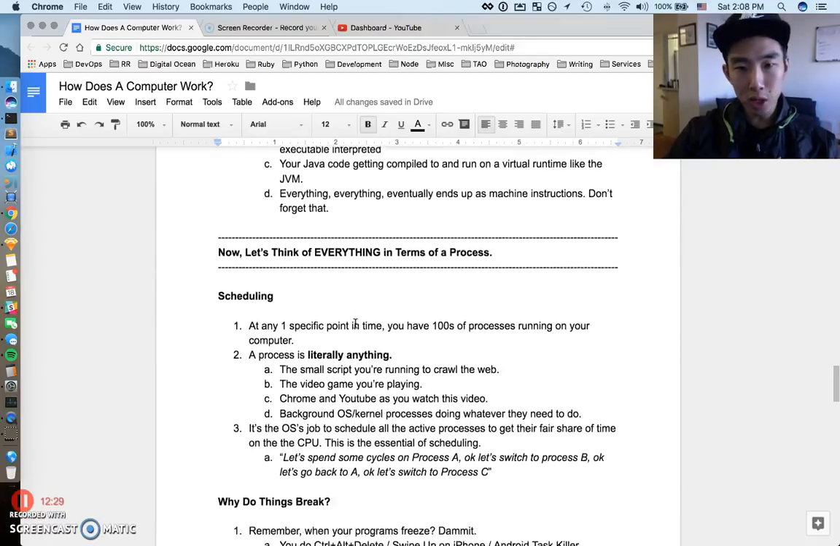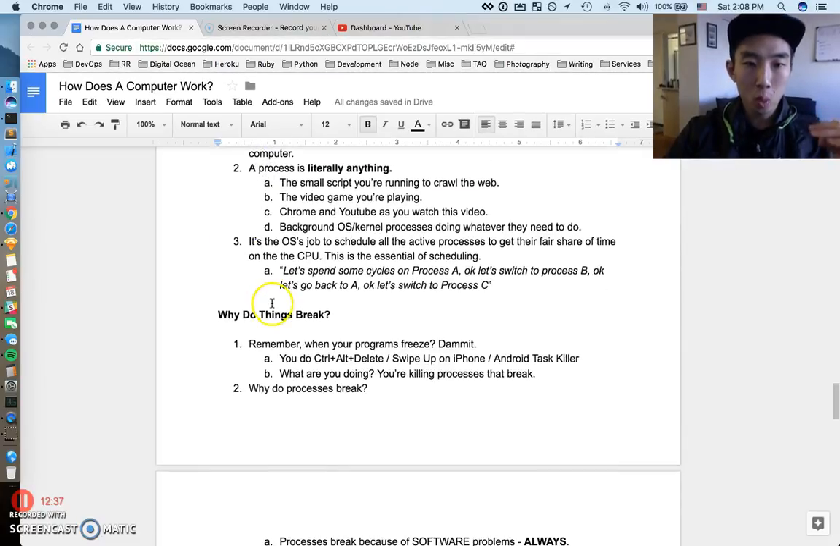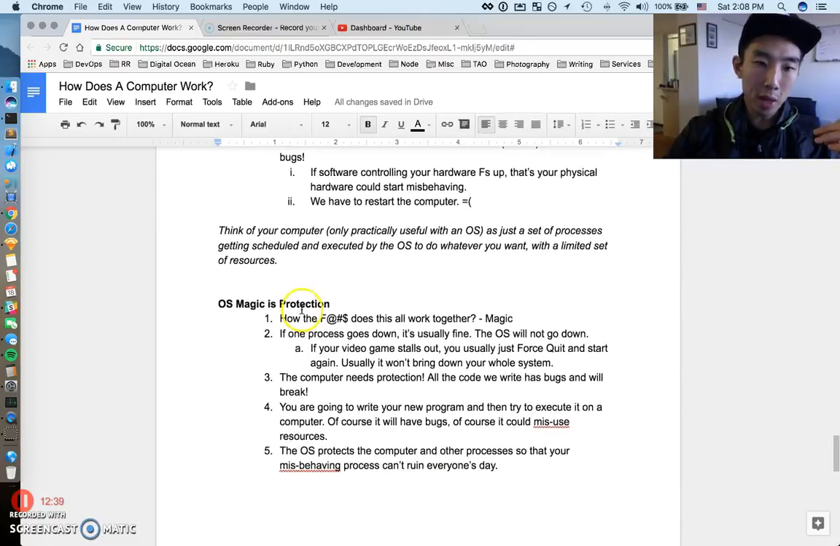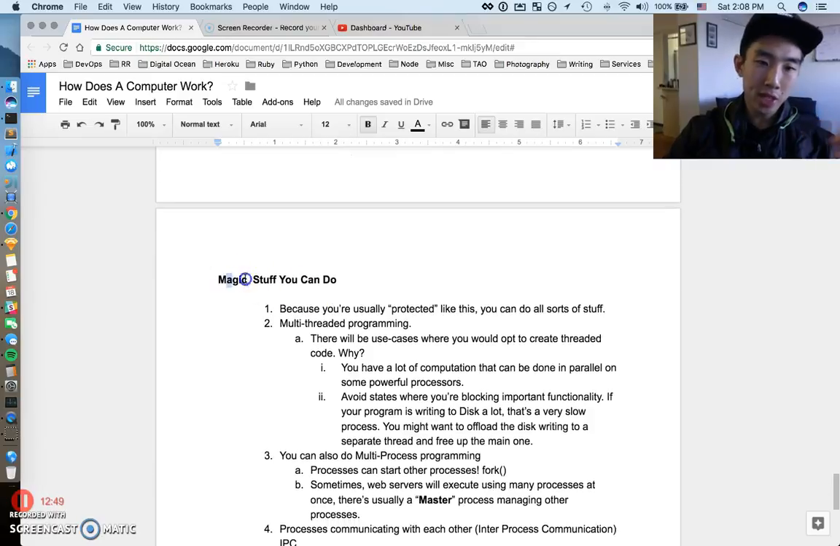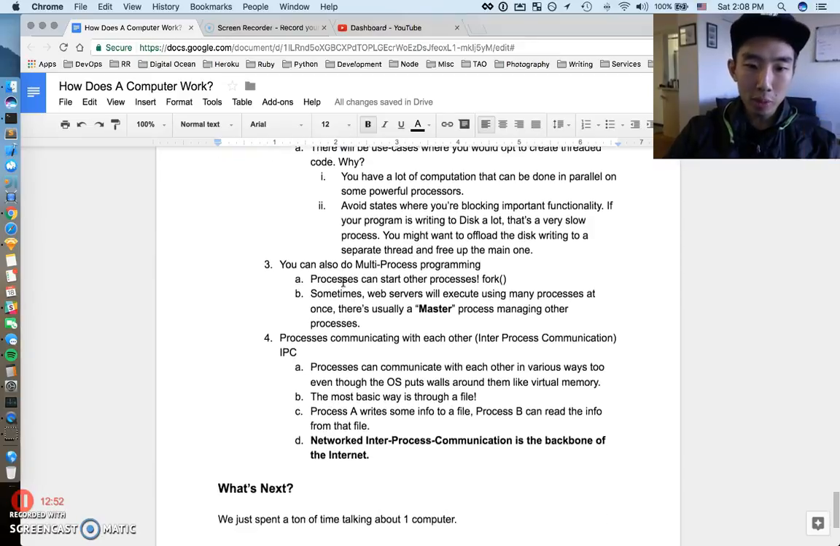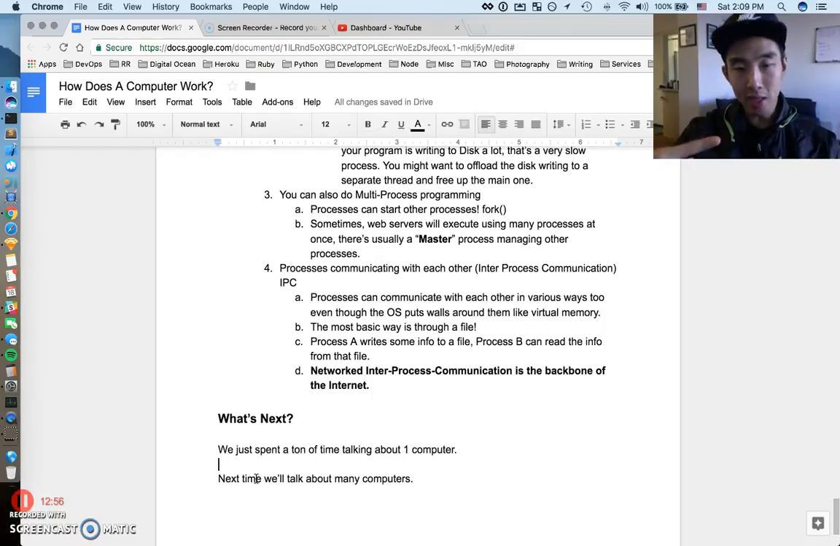After the hardware connection, we talked about the actual operating system and processes. We talked about scheduling, why things break, and the OS's magical protection provided for all the processes, so when one fails, not everything fails. And then we talked about some magical stuff you can do with one computer. Next time, we can talk about magical stuff you can do with many computers, which is how the internet works.